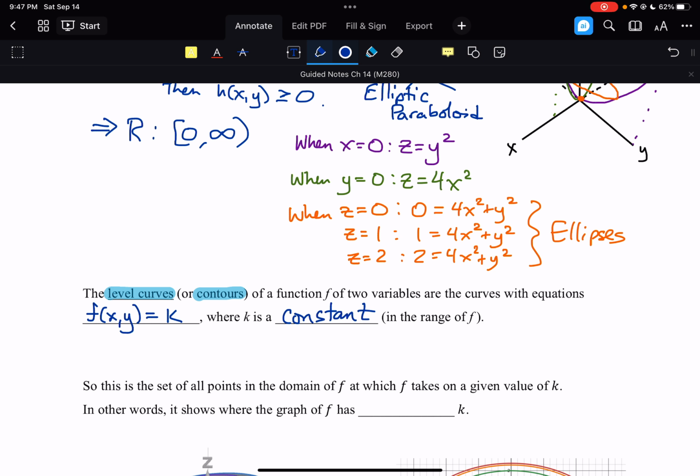So we're taking our function, and instead of setting it equal to z, a variable that can change, we set it equal to one constant value, one single number, and we see what type of curve that gives us. So this is the set of all points in the domain of f at which f takes on a given value of k. So this is all points in the domain where f takes on the value of k.